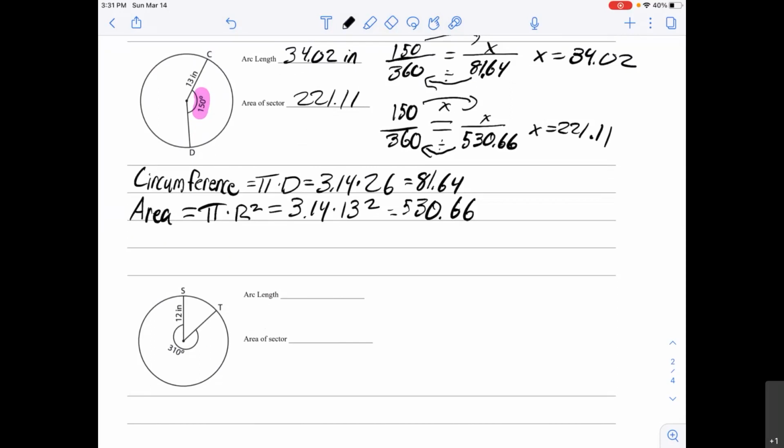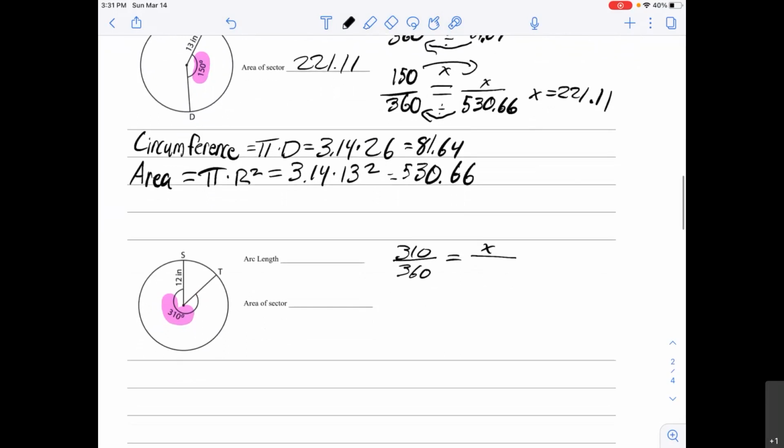Okay, so now we can go on and solve this problem. Here, my sector degrees are 310. So setting up my proportion, my degrees is 310 over 360. So for the arc length, I put my X there. And we are going to start with the arc length. So I need to find the circumference.